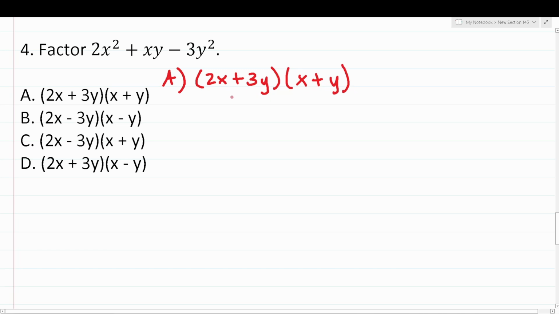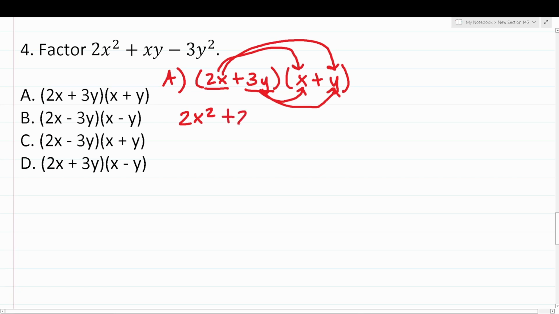All right. And when we multiply two polynomials together like this, we use the distributive property, which means take this 2x, multiply it here and here, then take this 3y and multiply it there and there. Let's go ahead and do that. We have 2x times x, which is going to be 2x squared. 2x times y, which is going to be plus 2xy. 3x times y, which is going to be plus 3xy. And then 3y times y, which is going to be plus 3y squared.